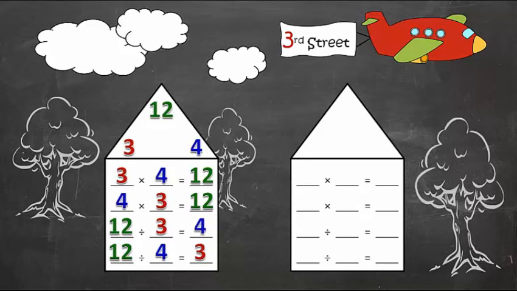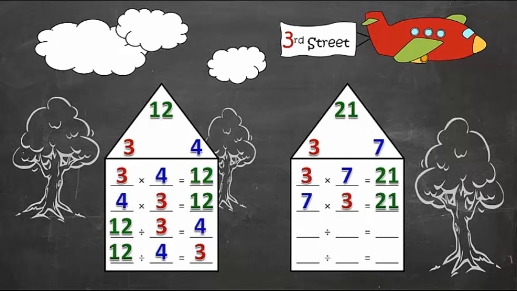Okay, the last fact family we'll visit here is 3, 7, and 21. 3 times 7 equals 21. So what's the next multiplication sentence? Excellent! 7 times 3 equals 21. Remember, the order of our factors doesn't matter. The product remains the same. Our first division sentence here is 21 divided by 3 equals 7. And the last sentence is 21 divided by 7 equals 3.